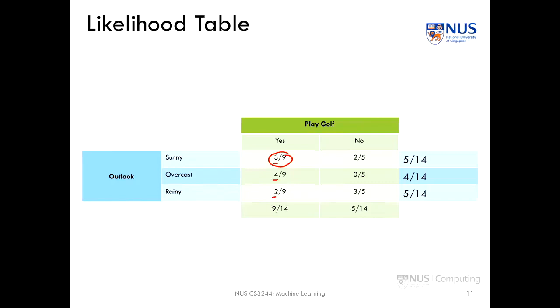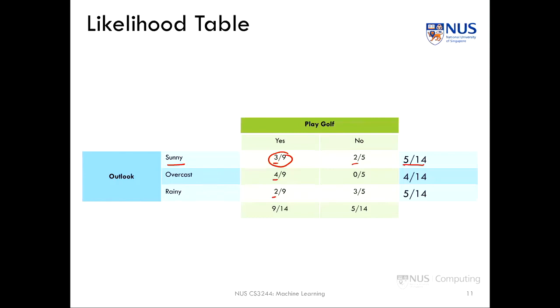We also can calculate the marginal probabilities. For example, when the outlook is sunny, how many times does that happen in our data set? It happens 5 out of 14 times because there's 3 cases of which we play golf and another 2 cases where we don't. Similarly, we can do the marginal probabilities for playing golf by itself.